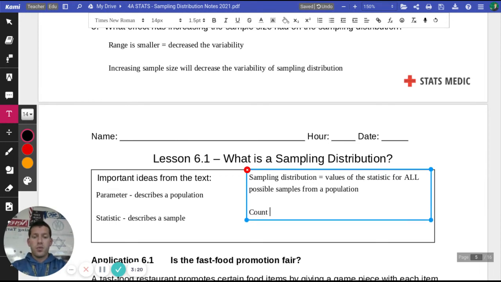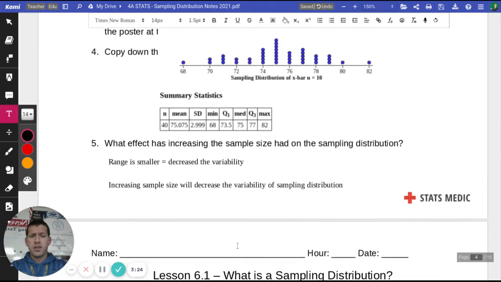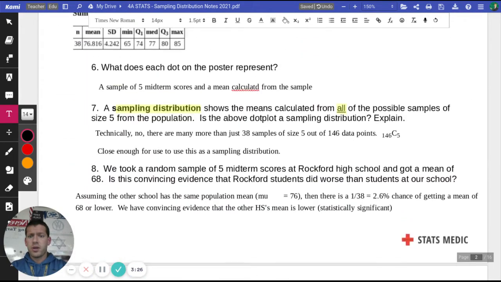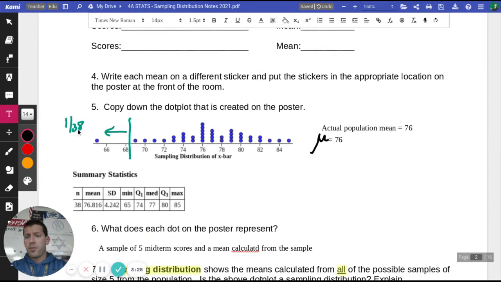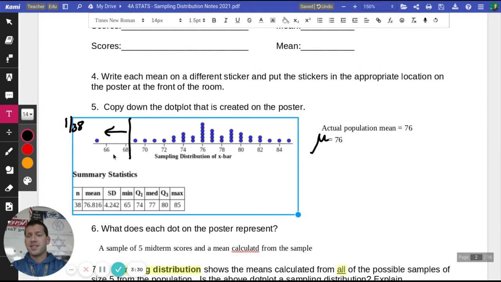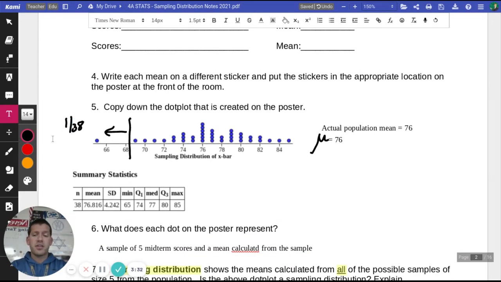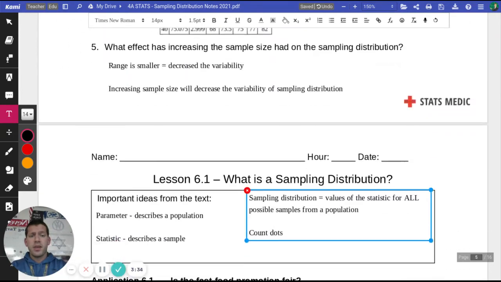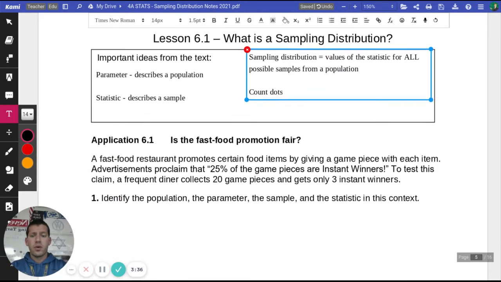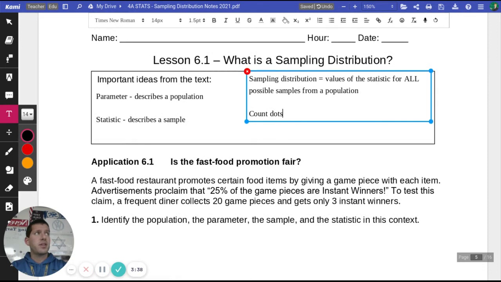And then finally, we're going to count the dots. How many dots are there? We did that in the first section. Let's go back to that real quick when we were looking to see how many were below this 68 to see how likely it is of that occurring. And so you'll see that again when you're working down here. You're going to count the dots.